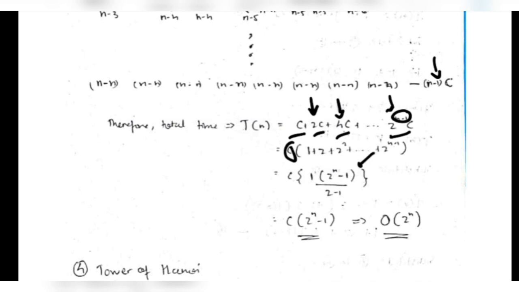So at that time we'll get the total sum as c plus 2c plus 4c till 2 raised to n minus 1 c. Why 2 raised to n minus 1? Because see here, this 2 can be written as 2 power 1. This can be written as 2 power 2. Till how many terms are we going? Till n minus 1, right? So it's 2 power n minus 1 into c. Now taking c common and applying the formula of geometric progression, we'll get the final answer as c into 2 power n minus 1. So it's the order of 2 power n.